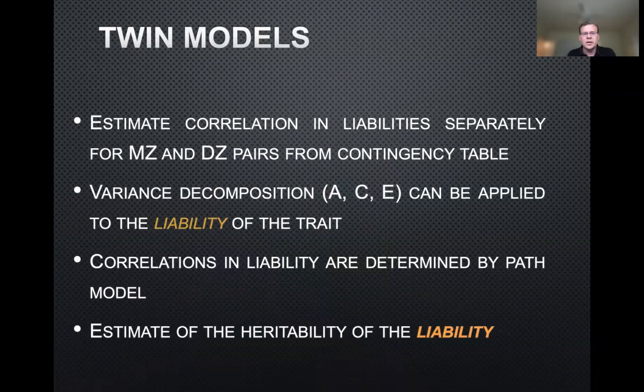So in twin models, the correlations and the liabilities can be estimated separately for the different MZ and DZ twin pair types. And then we can decompose the variance into A, C, and E, just the same as we would when we had continuous variables. But the difference is that we're decomposing the liability of the trait rather than the observed values of the trait. And the correlations and the liabilities are determined by the path model in the same methods that you would use for continuous variables. But we would interpret the heritability of the liability rather than the heritability of the observed variable.